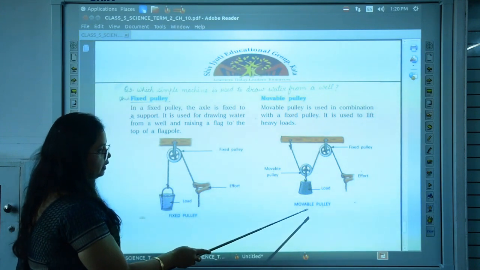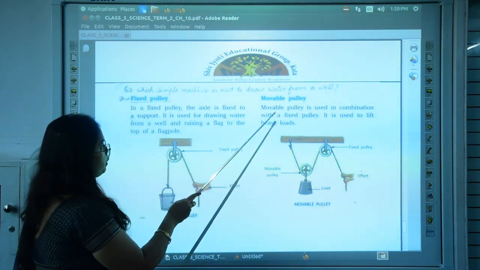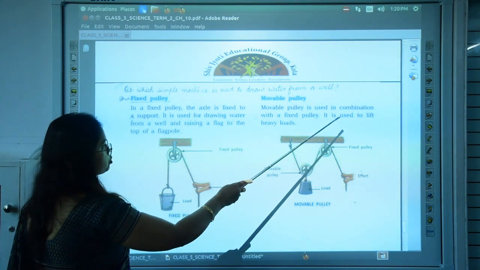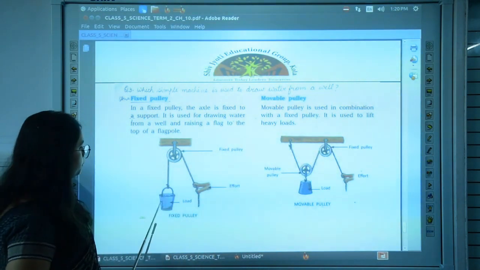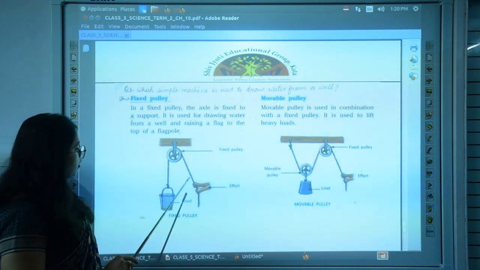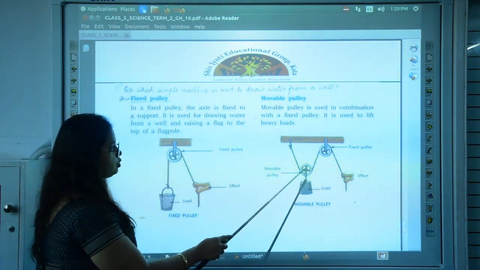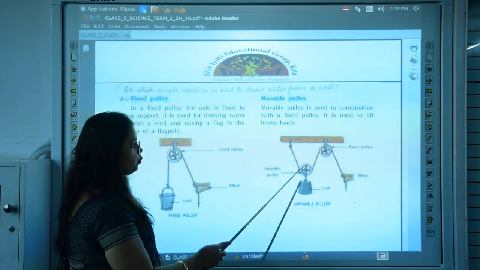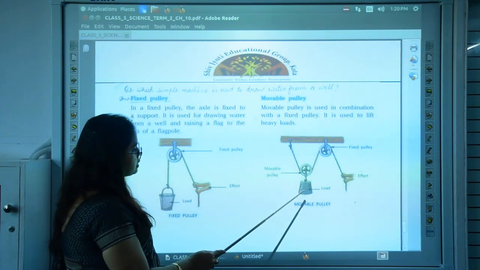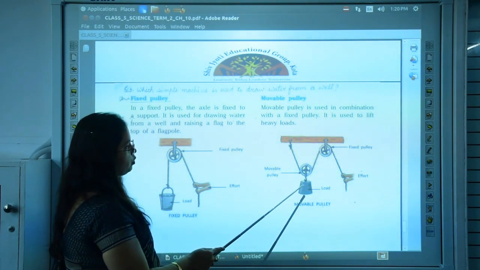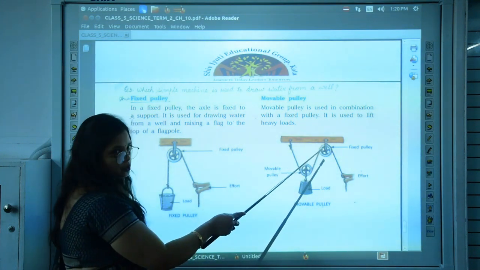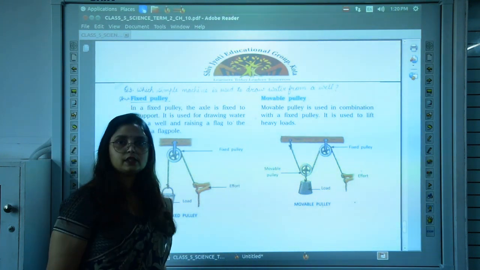Another type of pulley is movable pulley. Movable pulley is used in combination with a fixed pulley. It is used to lift heavy loads. So, simple and lighter things can be lifted by a fixed pulley, and for heavy loads we use the combination of pulleys where one is the movable and one is fixed, and this is used to lift heavy loads. Okay. So, you can see here this is the movable pulley and this one is the fixed pulley. So, these are some of the simple machines.